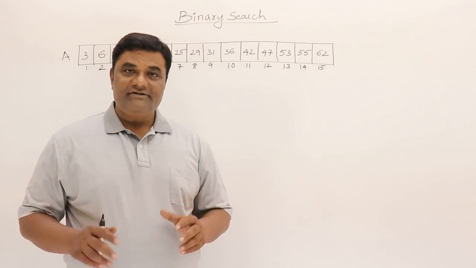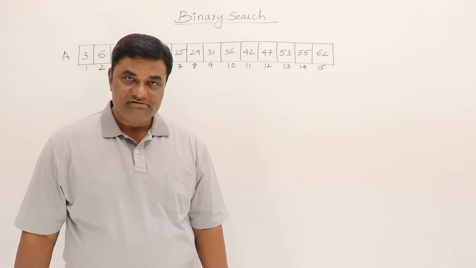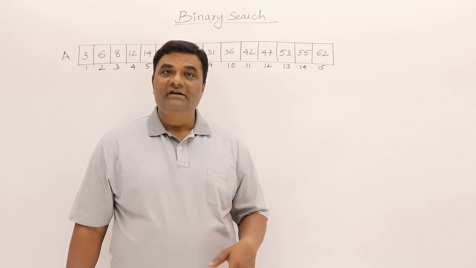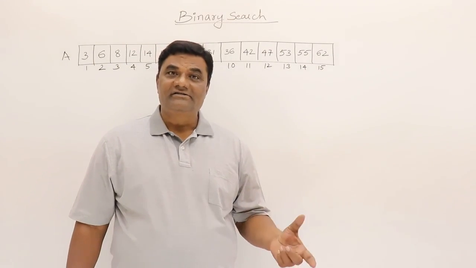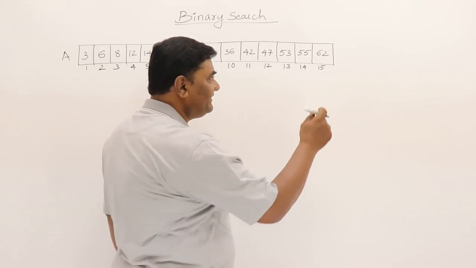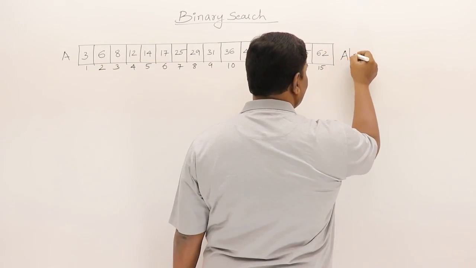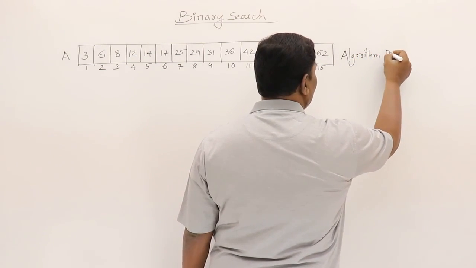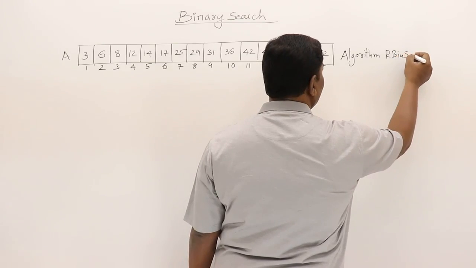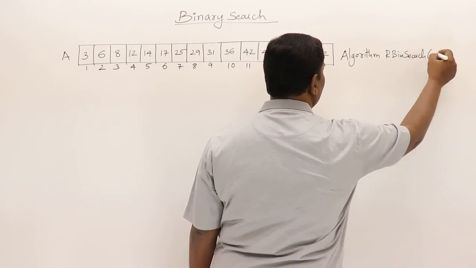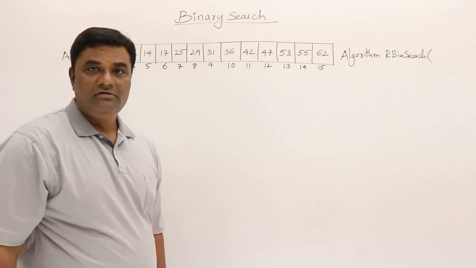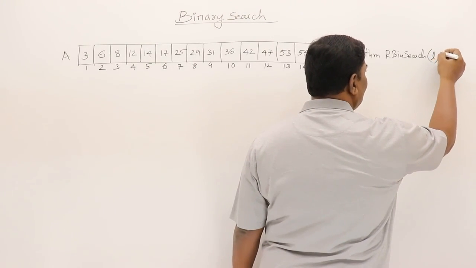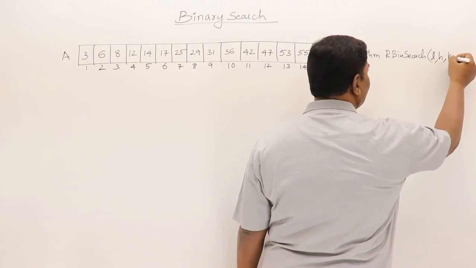Let us write a recursive algorithm for binary search. As binary search follows the divide and conquer strategy, let us see a recursive algorithm. So here I write the algorithm, RBinarySearch. What are the parameters it takes? Low, high, and key.